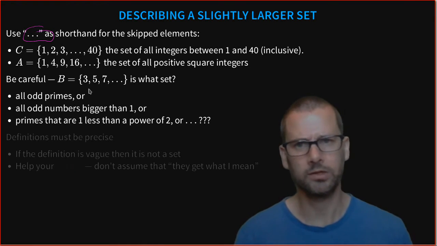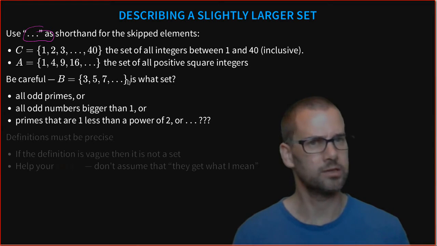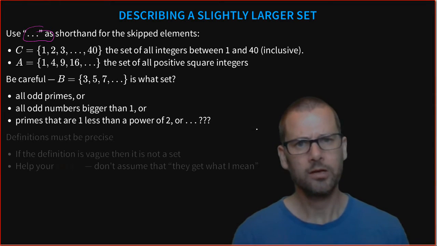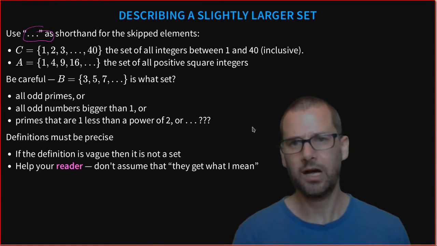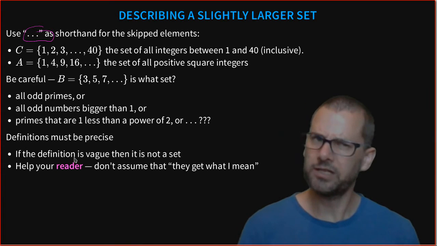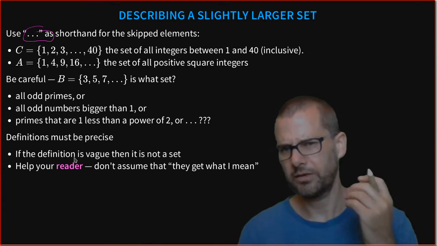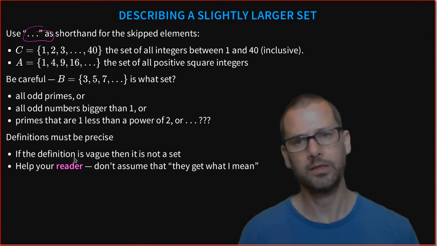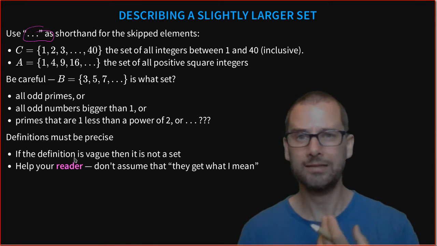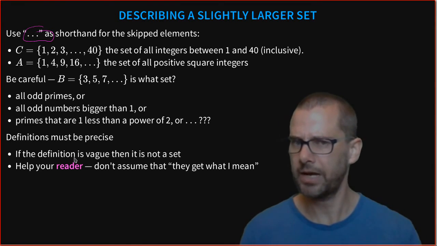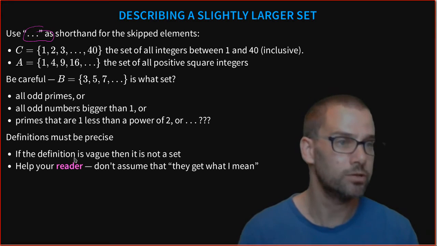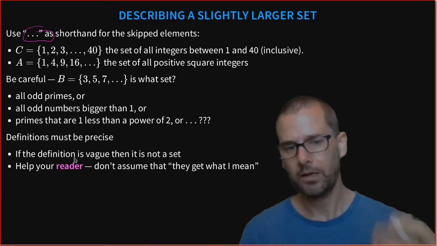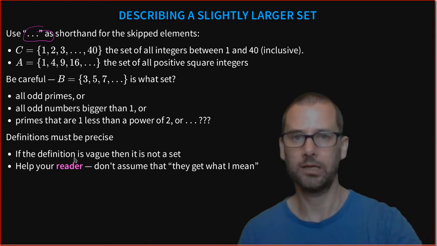Okay, we don't want to write something like this. So please don't do something like this. Make sure your definitions are precise. If the definition is vague, then it's not really a set. Okay, so you have to help your reader when you're doing this. You have to assume that you've put enough on the page. Don't assume they will get what you mean. Okay, so be careful when you're describing a larger set.